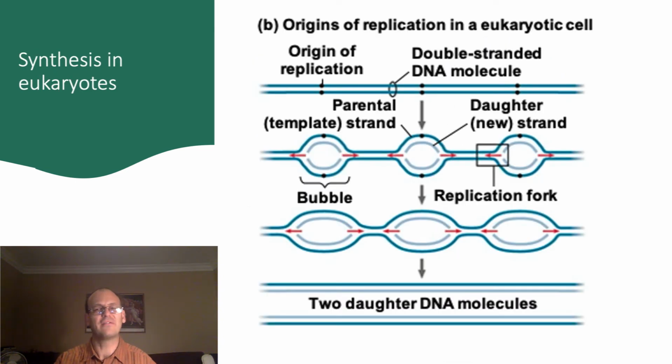Eukaryotes, however, have hundreds or thousands of times as much DNA as prokaryotes, and synthesizing it in this way would take a long time. Instead, eukaryotes use multiple origins of replication along the chromosome. As each replication bubble is opened up, DNA is synthesized along both strands until the replication bubbles eventually fuse with one another, resulting in fully duplicated chromosomes.